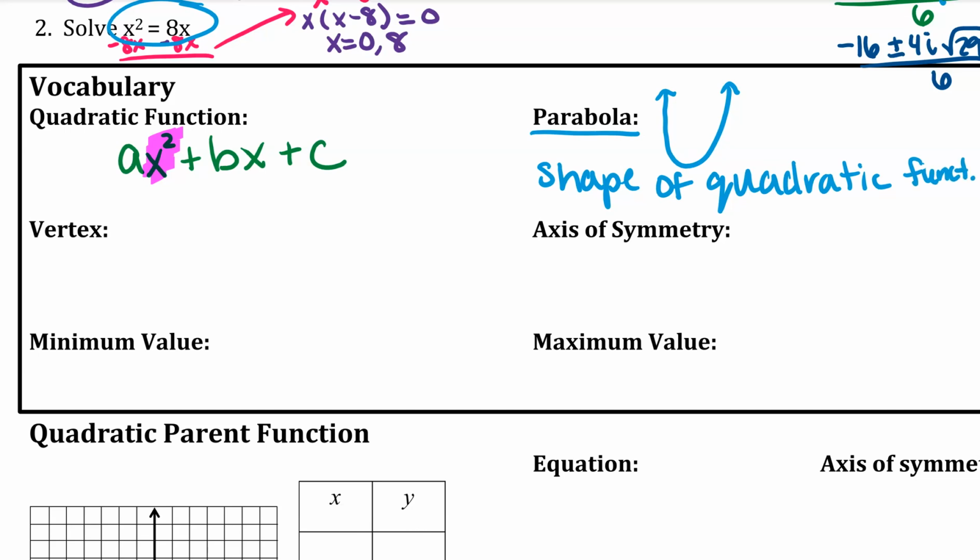Sometimes your parabola is upside down also, like that. And we'll talk about the difference between those two in this video.